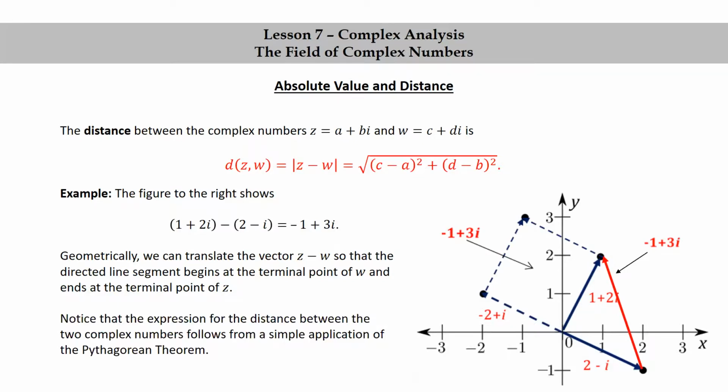Notice that the expression for the distance between the two complex numbers follows from a simple application of the Pythagorean theorem. Here I superimposed a right triangle over this picture. We can see that the legs have lengths 1 and 3, and the hypotenuse is going to have length the absolute value of -1 plus 3i. Right? So we see that the distance between 1 plus 2i and 2 minus i is the square root of 1 squared plus 3 squared, which is root 10.